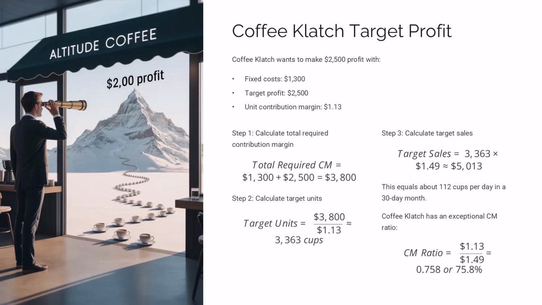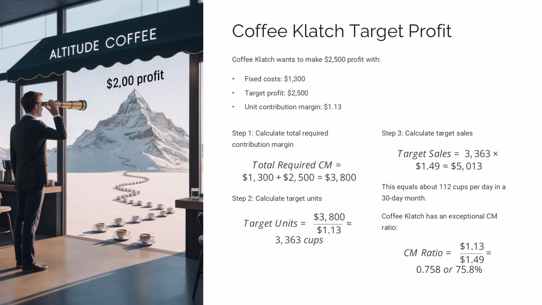Let's work through Coffee Klatch's target profit calculation, where they want to make $2,500 profit, which might seem small, but is exactly the type of analysis that determines whether a small business becomes a chain like Starbucks or closes within a year. And this precise calculation method is what helped Sandra Miller turn her single food truck into a $10 million restaurant empire.